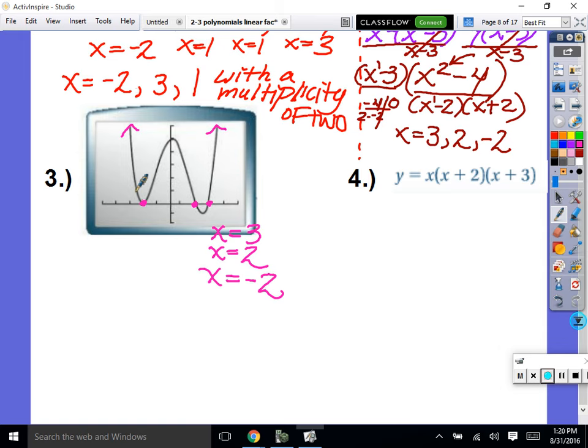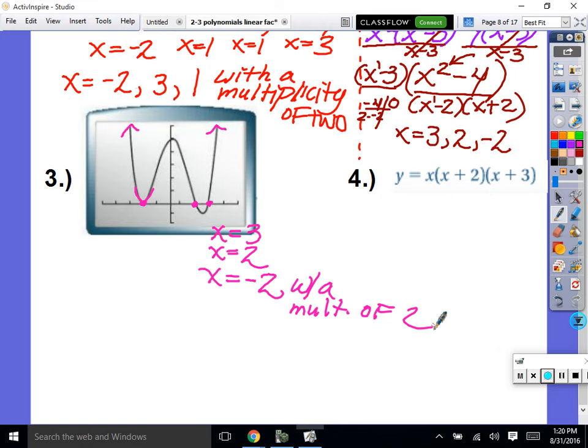Perfect. Why? It bounces. So isn't that touching down at negative 2, bouncing back up? Technically touching negative 2 twice. So we'd say x equals negative 2 with a multiplicity of 2. That's fine. Questions? Do you see that?